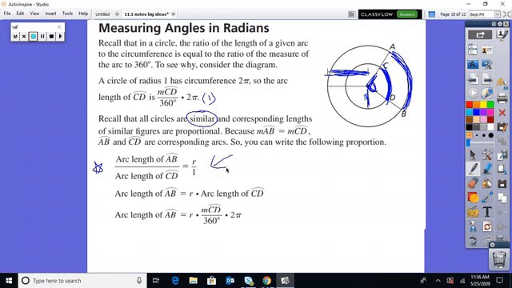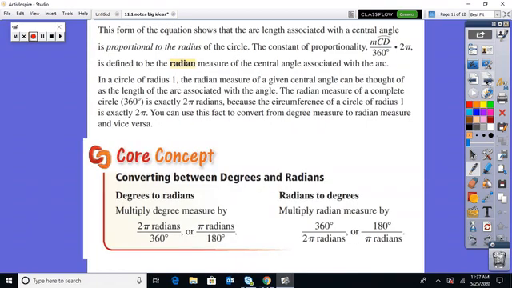So multiply both sides by the arc length of CD, and now you have arc length of AB equals radius times measure of angle CD over 360 times 2 pi. Again, a lot of words. All that leads to more words.